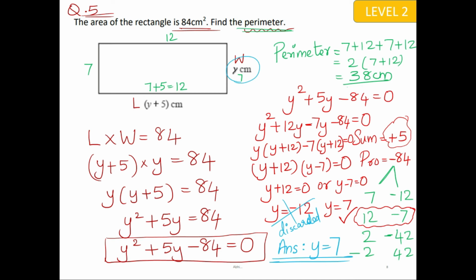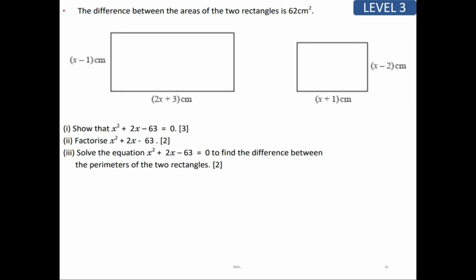Moving on to the next question. Now question 6. This is the last question for the session today. The difference between the areas of two rectangles is 62. So they're talking about the difference between the areas of the rectangles. And you have three parts to this question.